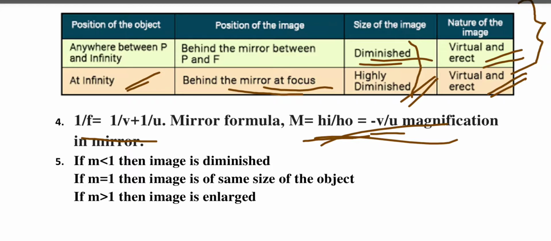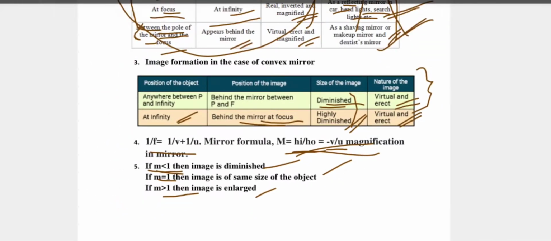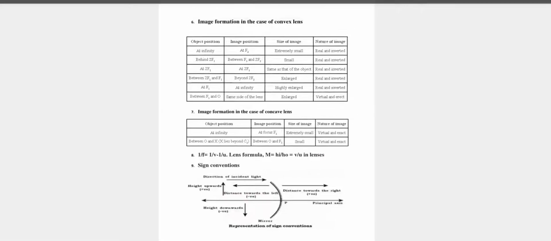If m is less than 1, the image is diminished. If m is equal to 1, it is the same size as the object. If m is greater than 1, the image is enlarged. This I have already discussed in the previous sessions.